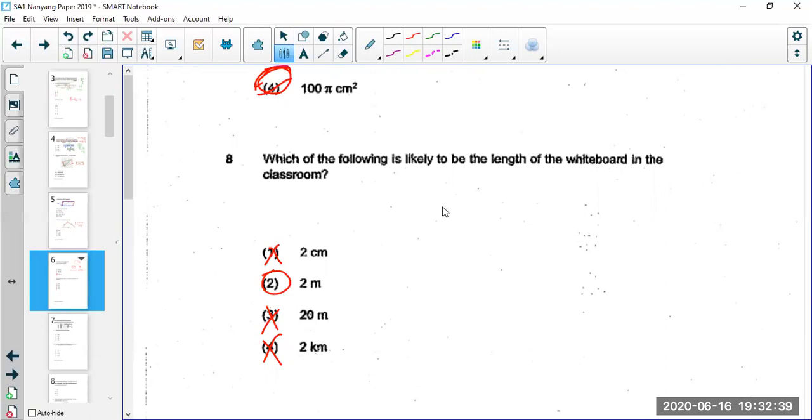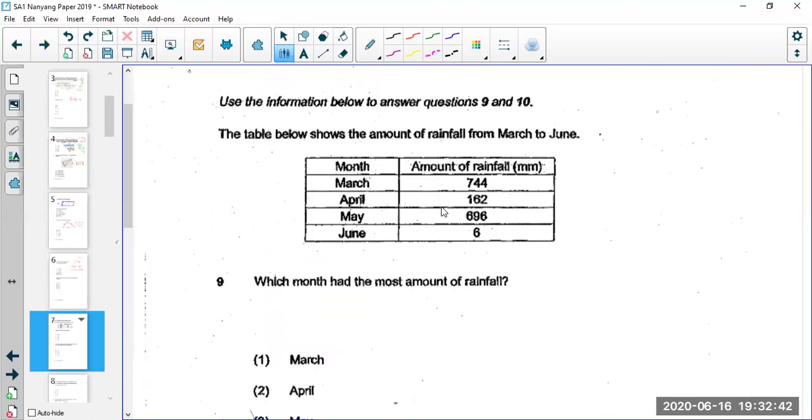Okay, let's go to question 9. Now, which month had the most rainfall? Okay, this is easy, right? You look at the biggest number, so which is March. Okay, March is the month that has the biggest rainfall. Okay, now next one, question 10.